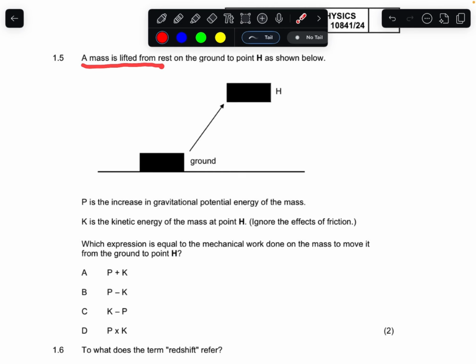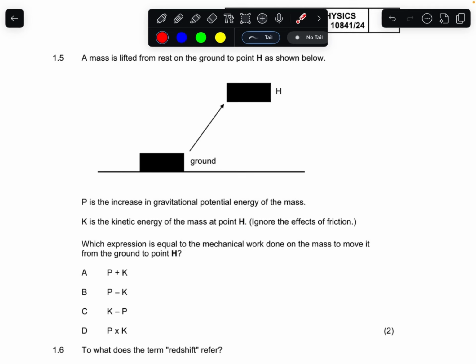1.5, it says a mass is lifted from rest on the ground to the point H as shown in the diagram. So the object is lifted to the height H. It says P is the increase in gravitational potential energy. As the object is lifted, there is a gravitational potential energy. It says K is the kinetic energy of the mass at point H.